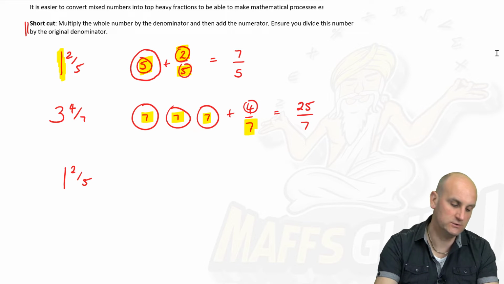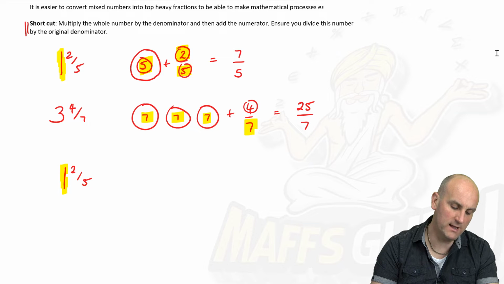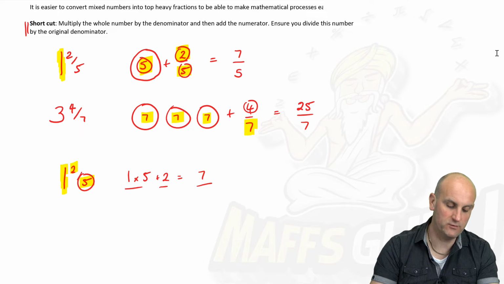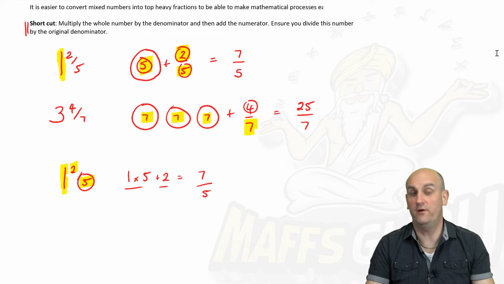But my math teacher taught me, take the big number, multiply it by the bottom number, and then add the top number. So 1 times the bottom number, add the top number. So 1 times 5 is 5, plus 2 gives me 7, and make sure that you remember it's 7/5.